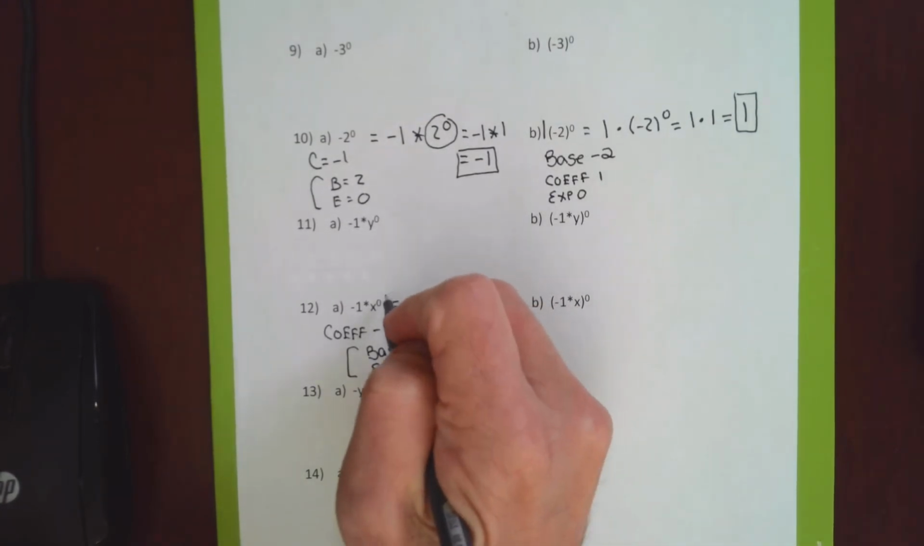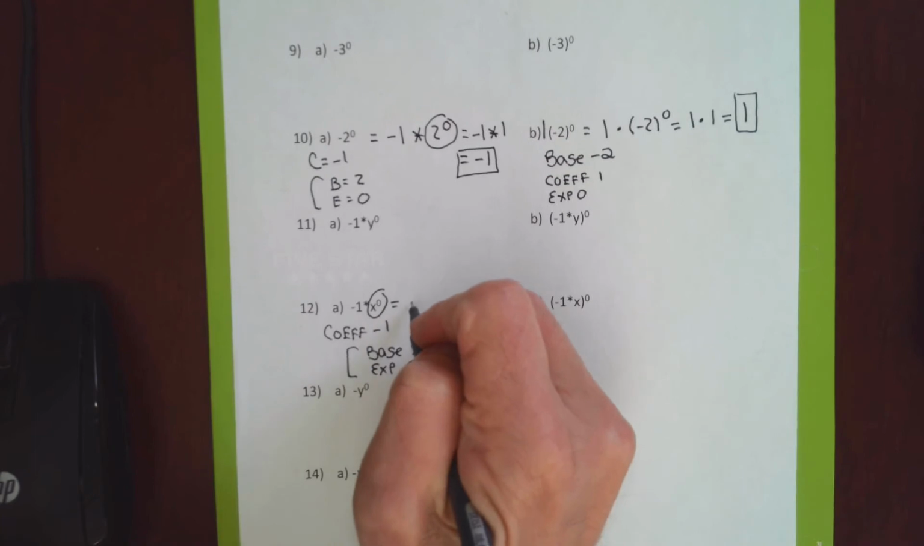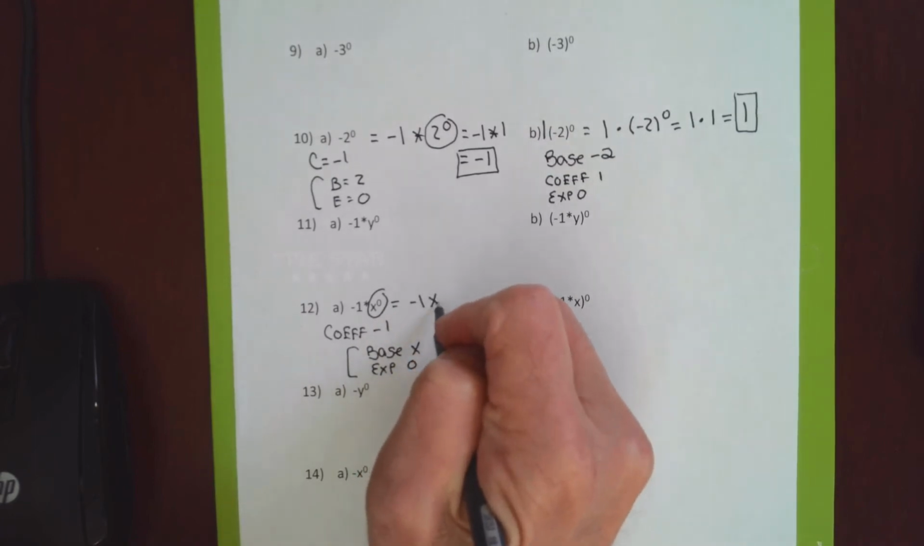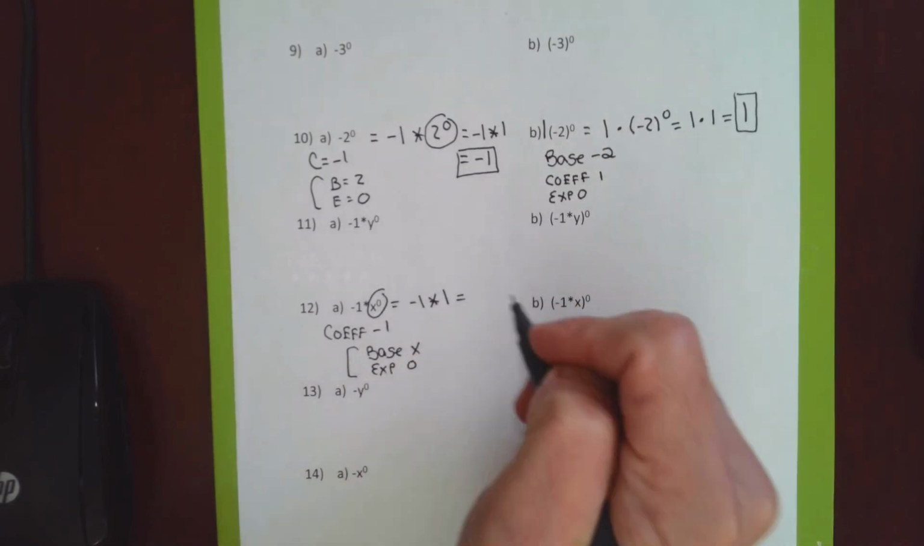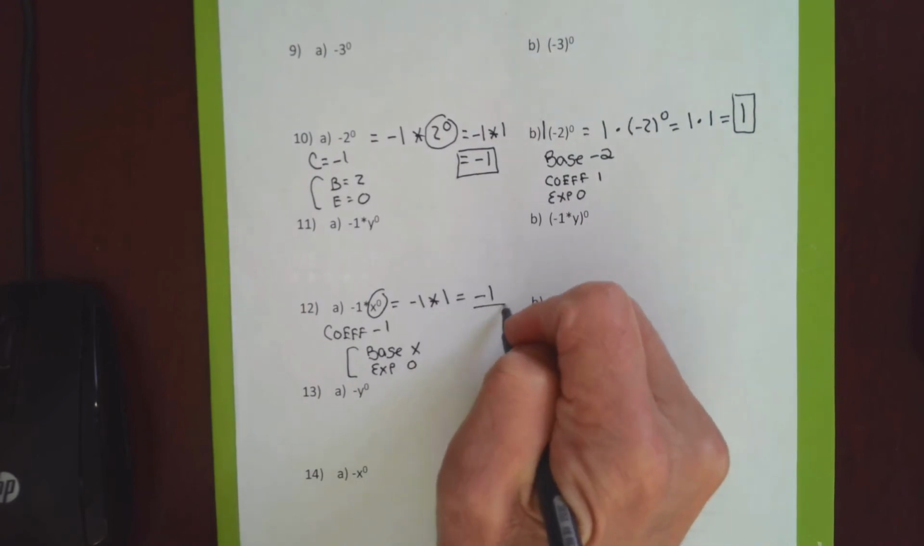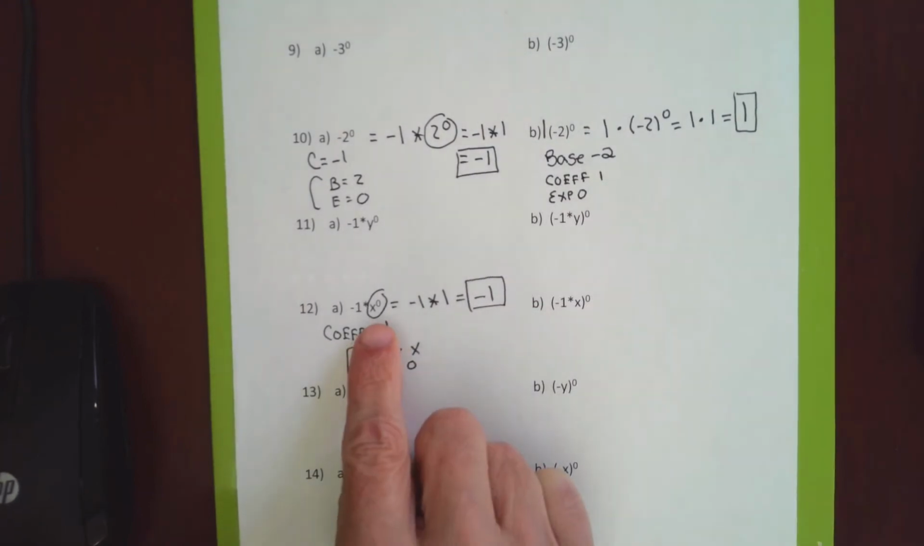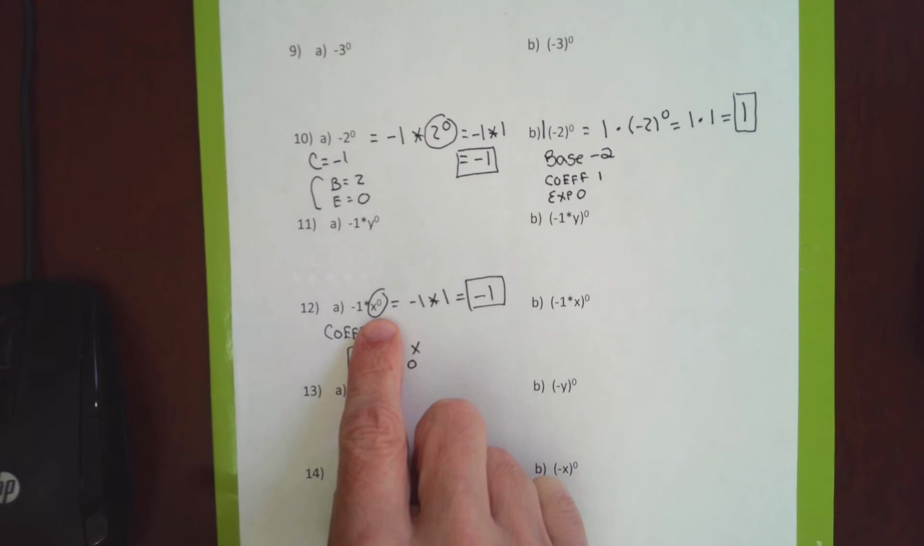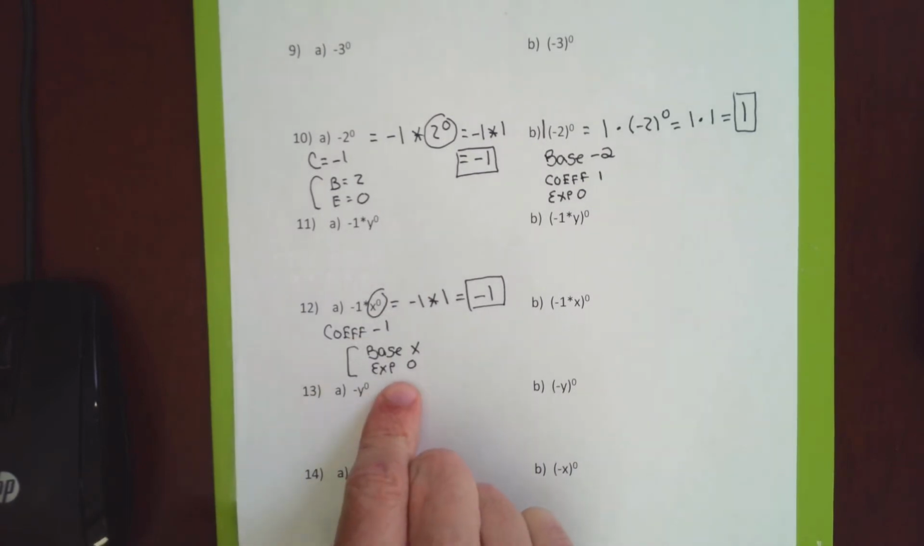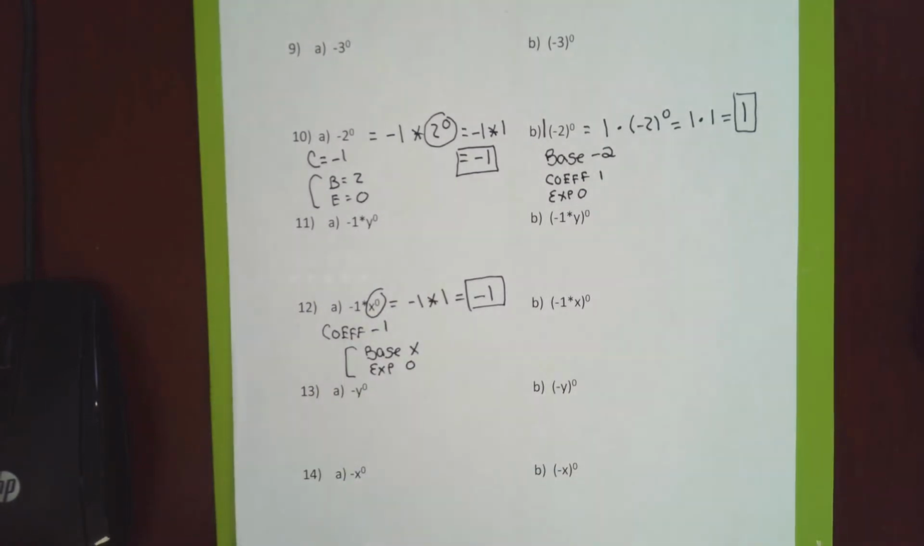So the base to the 0 power is this. That's equal to 1. So this is going to be -1 times 1. And that's going to be -1 for an answer to 12a, because in order of operations, you do exponents first. The exponent is a base to the 0 power, and so you're going to get a -1.